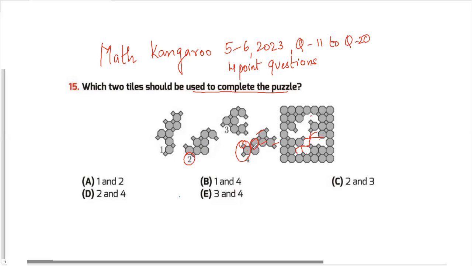So just by observation, you will know that it is option B, which is 2 and 4, because 1 will not fit in, and 3 also, if you see, you have 2 blocks here, and 1 block here, and then 1 block here, but then 1 will not fit in. So my answer will be 2 and 4. Let's move on.